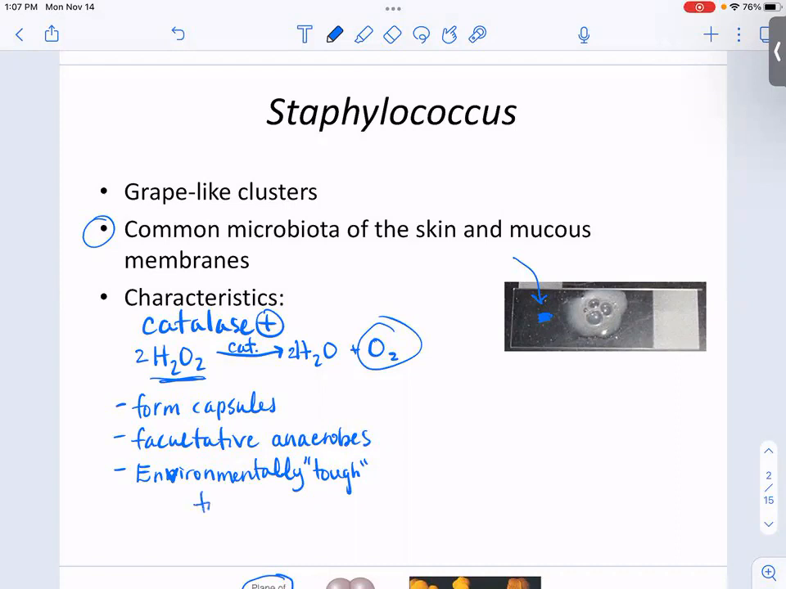We don't have to coax them into growing at all. They tolerate salt pretty well, and that's not too surprising. Remember, our skin can be kind of a salty place, and if the staph live on our skin, then that's not too surprising. They tolerate temperature fluctuations pretty well, pH fluctuations. So they're just a little bit more environmentally tough, especially when we compare them to the Streptococcus. The streps are wimpy.